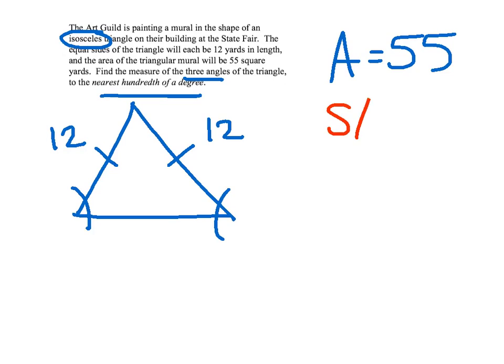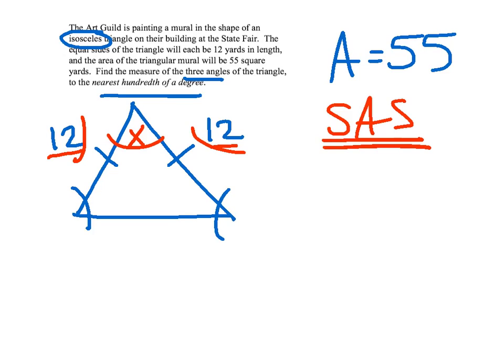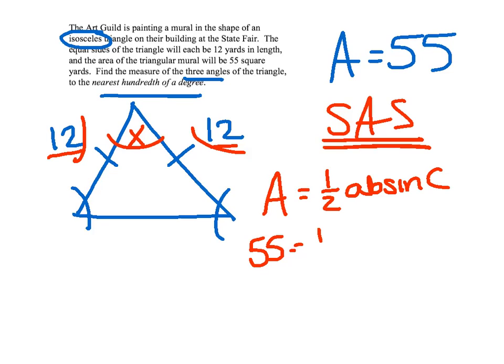Alright, now remember, you have to have side angle side in order to use the area formula. So if you have 12 and 12, who's the angle that would be between those two sides? Hopefully you're saying it's this upper vertex angle. So that would get me side, angle, side. So I'm going to go ahead and use my formula. Area equals 1/2 AB sine C. The area they told me was 55 equals 1/2. My two sides are 12 and 12. And I'm finding that upper vertex angle, sine C.